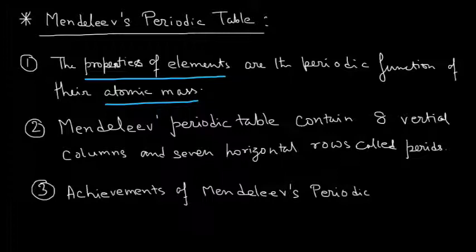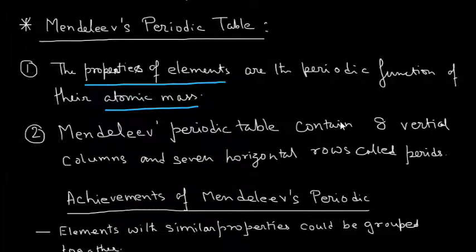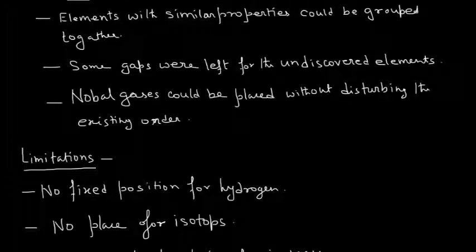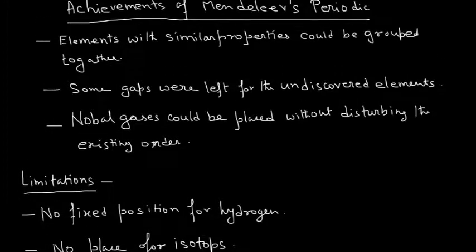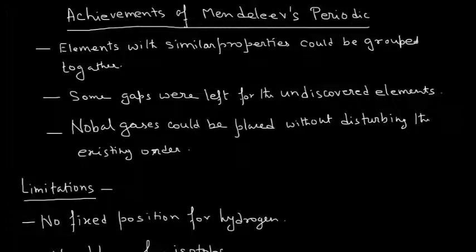Achievements of Mendeleev's periodic table. First achievement: elements with similar properties could be grouped together. Second, some gaps were left for the undiscovered elements. And the third one, noble gases could be placed without disturbing the existing order.